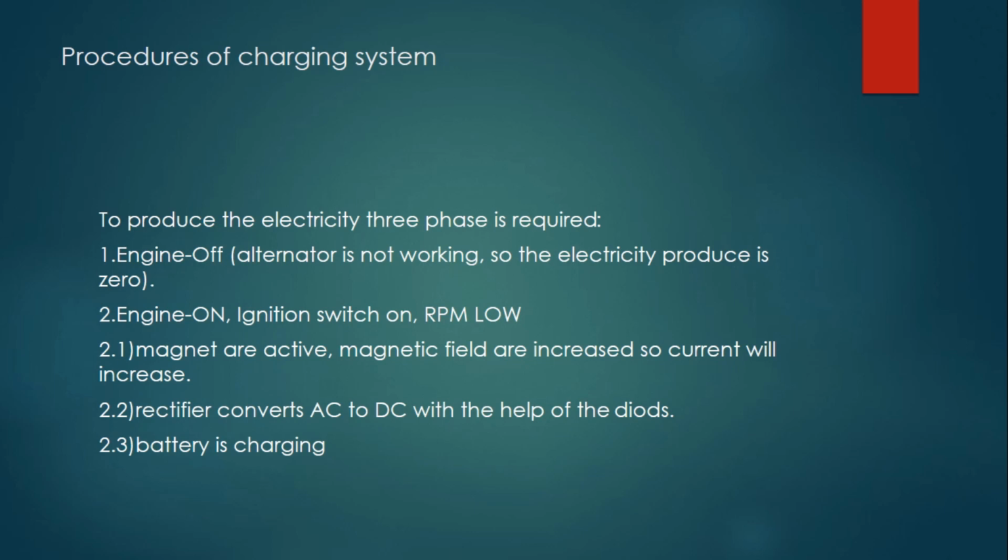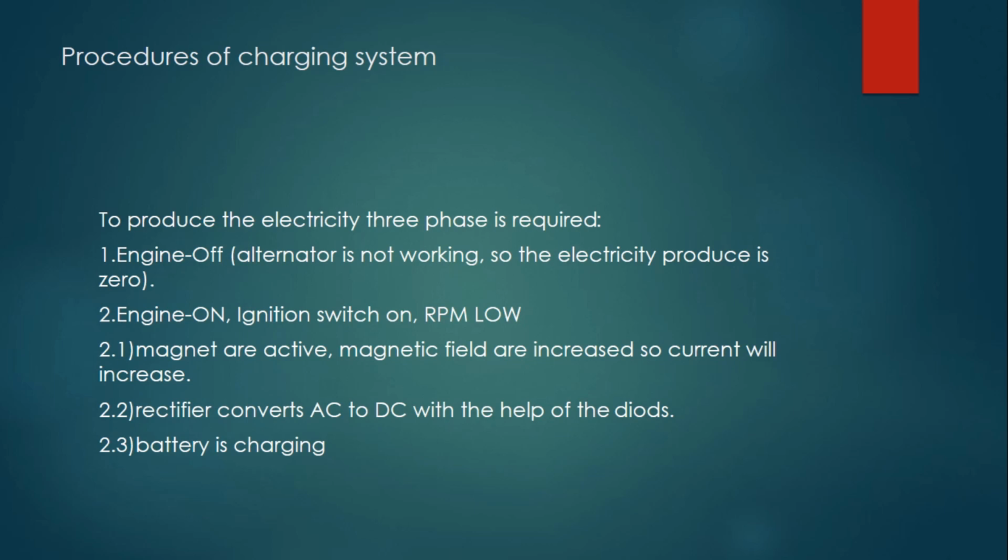We have one phase in the charging process. We have one phase electricity or voltage, or three phase. Three phase is for high voltages. If the engine is off, the alternator is not working, it's not rotating, because I said the alternator is connected to the engine. So when the engine is not working, it's not rotating the pistons and the crankshaft, the alternator won't rotate, and the electricity produced is zero.